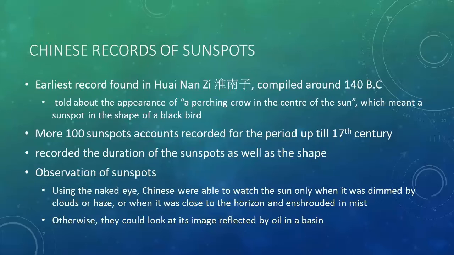Up to the 17th century, more than 100 sunspot accounts have been recorded in Chinese texts. The detail goes to the extent of recording how long the sunspot occurred and what its shape was. So how did the Chinese observe the sunspot? Two ways. If you are lucky, there's a mist or cloud that day, you can see the sunspot because the light from the sun is not as bright. Or the other better way is you take a basin with oil and observe it. The image of the sun will be reflected. So that's how they observed sunspots without directly looking at it.